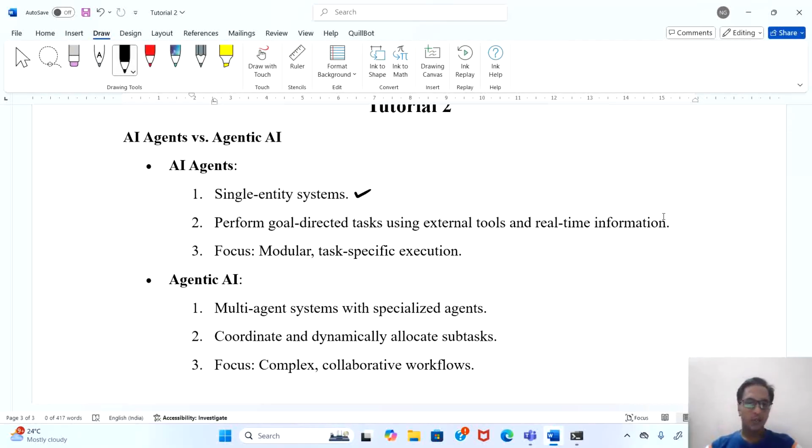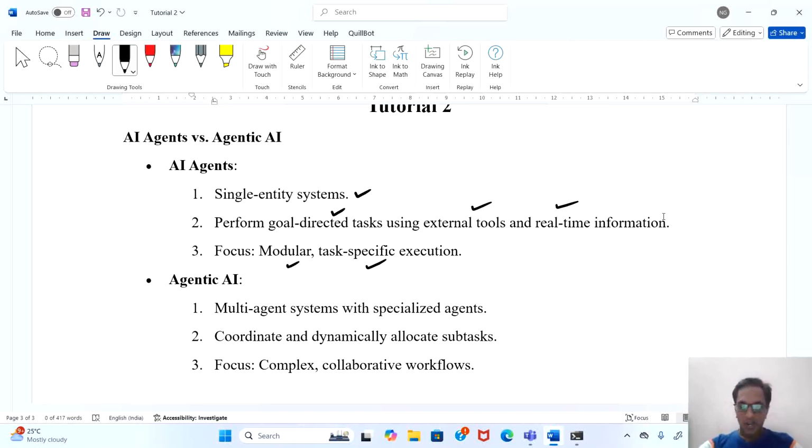As already told, they perform goal-oriented tasks and they use external tools and real-time information with the help of APIs to finish those tasks. They are modular and task specific in nature. So they do perform reasoning and obviously break the task into smaller ones also as per the requirement and finish it.